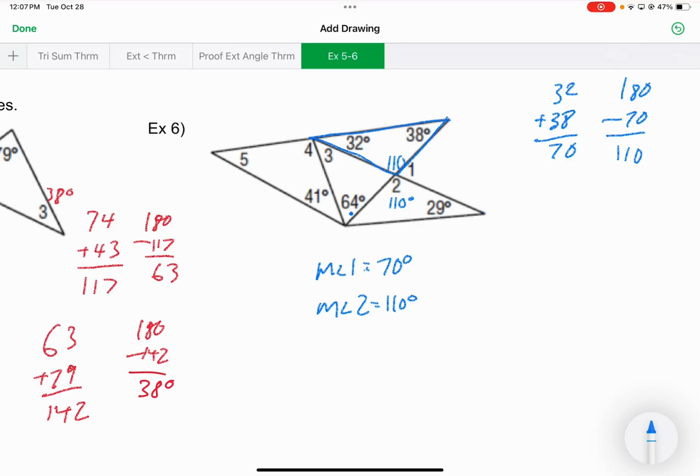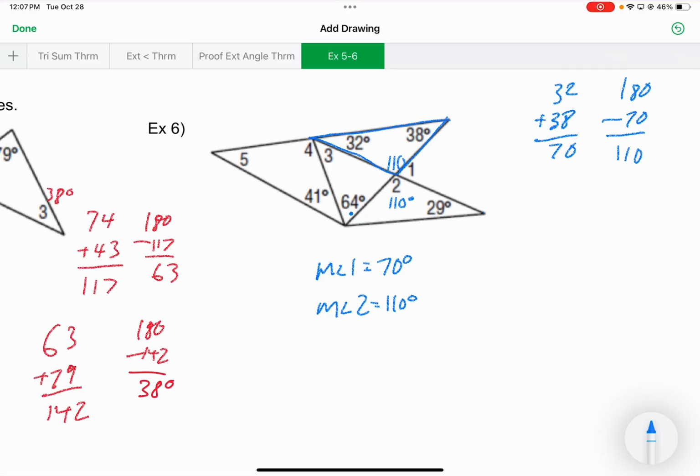So 70 degrees? How'd you get 70? We just went over this. Well, the exterior... interior... wait, what's it called? Exterior angle theorem? Is that what you're doing? Yeah. Okay, you could use that.